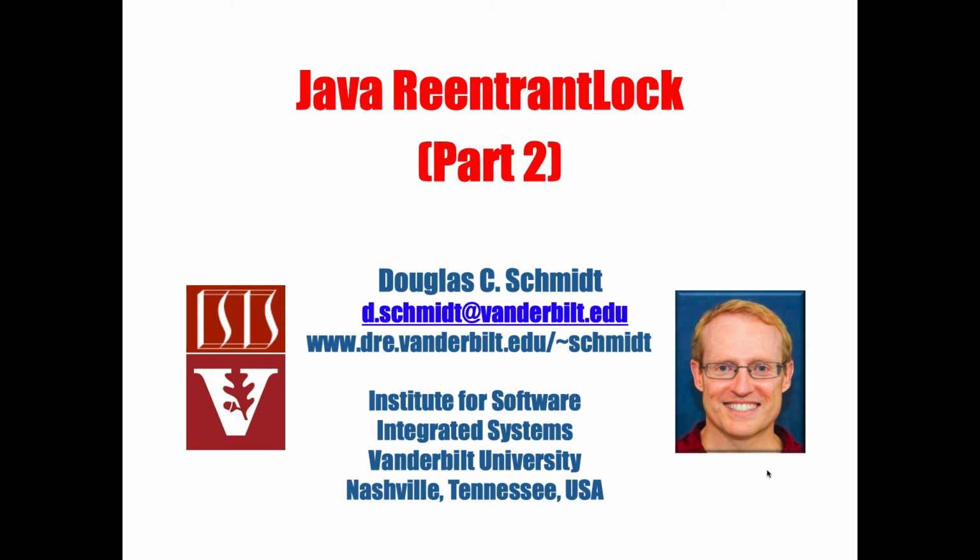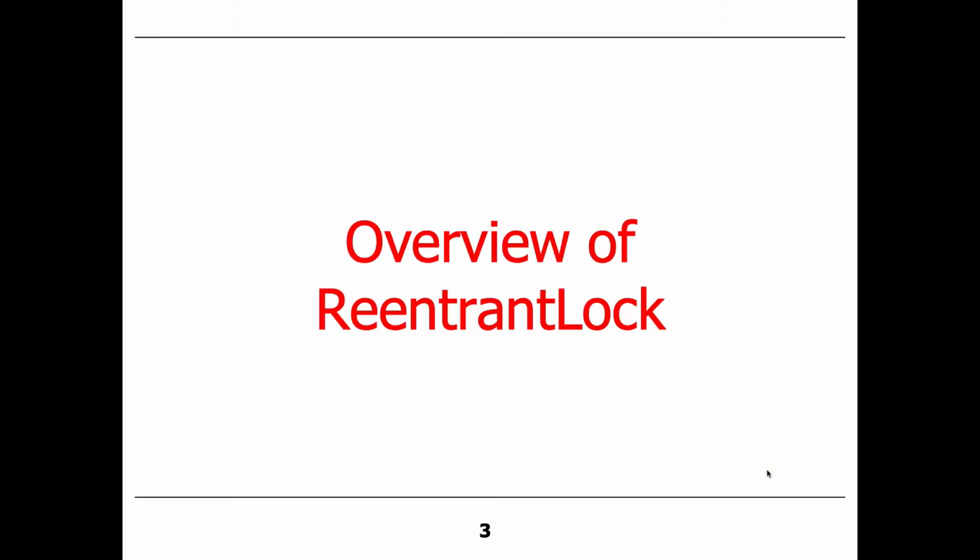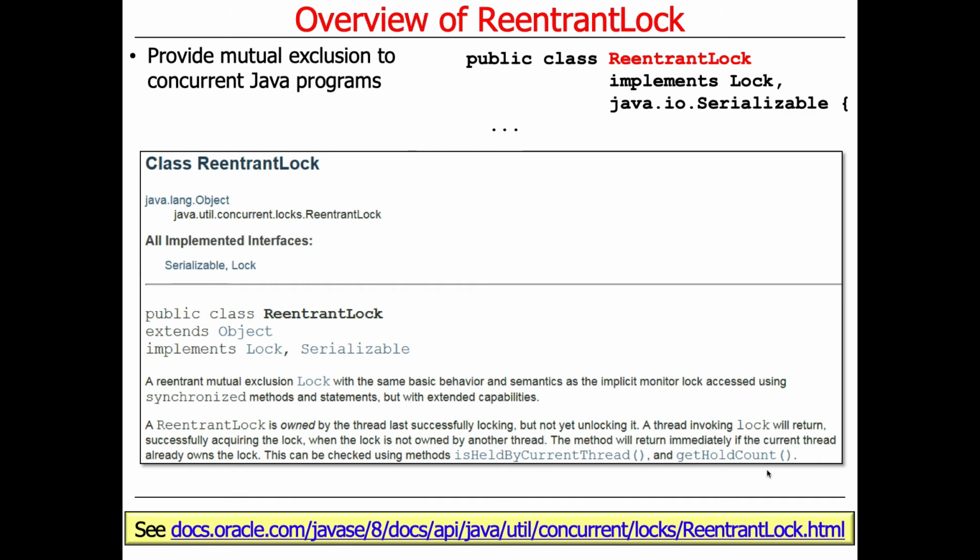So in the second part of this lesson, I'm going to talk more about the Java ReentrantLock as an illustration of how you can provide mutual exclusion to concurrent programs in Java. This is not the only way to provide mutual exclusion. You can also use things like synchronized blocks or synchronized statements or synchronized methods, which we'll talk about later in the course.